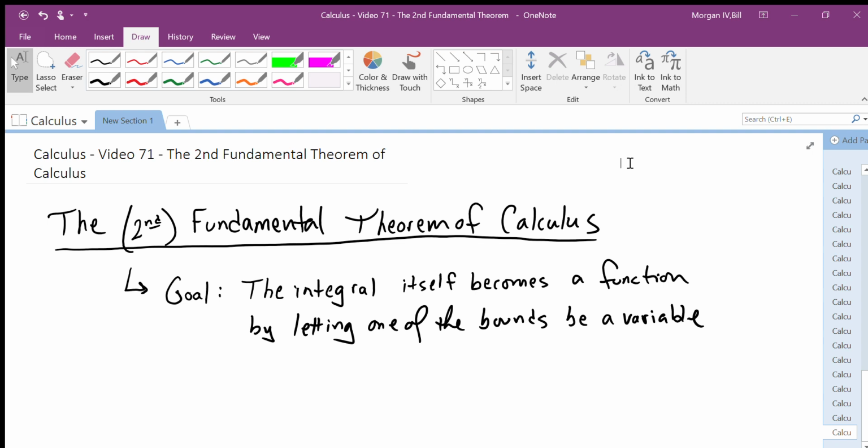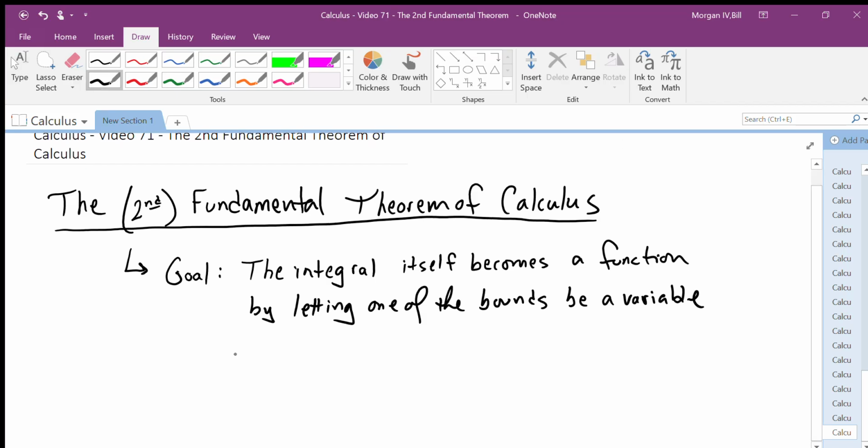Either way, the goal here is that the integral itself becomes a function by letting one of the bounds be a variable. So what does that look like? We have something like the integral from 3, which is constant, to, instead of a number up here for the upper bound, a variable x, of some function, let's say square root of t dt. Now I have to use t's here because I've already used x as the upper bound.